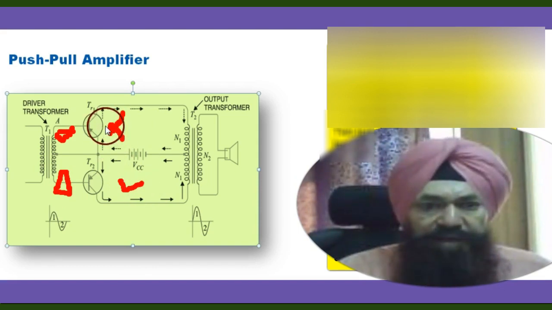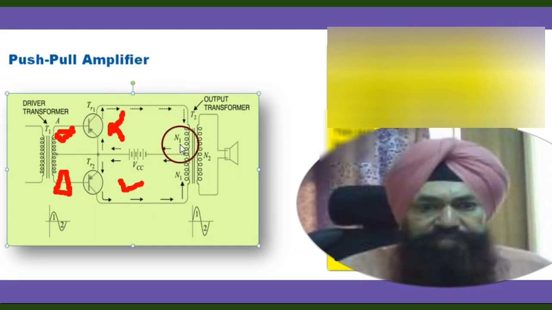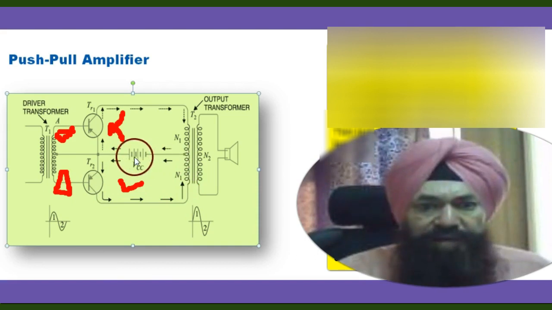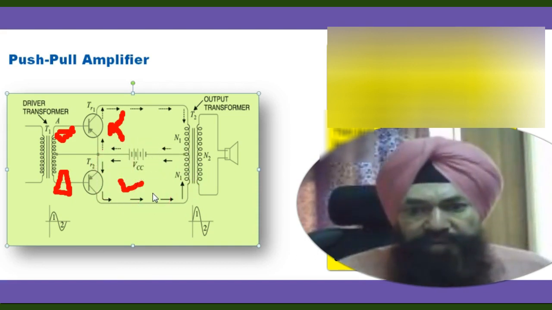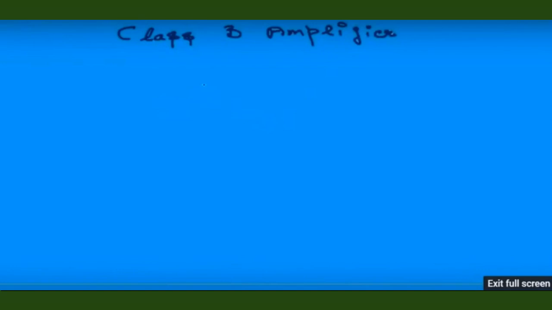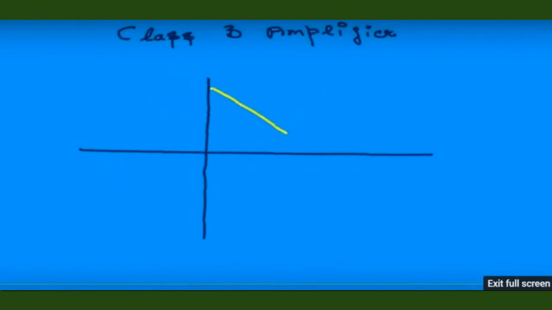Here the current flows like this when it is in a conduction state. When it is not in conduction, there is no current. When this is in conduction, the current flows like this, in this way. So this is how the push-pull works. At one time, one transistor is the amplifier. In class B amplifier, the output appears only for one half of the input signal.